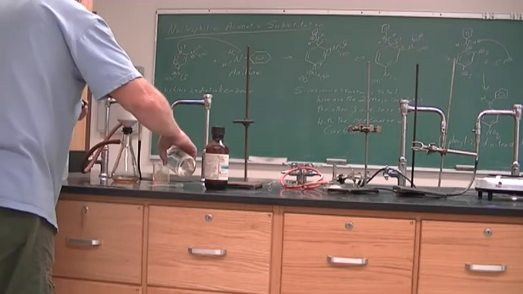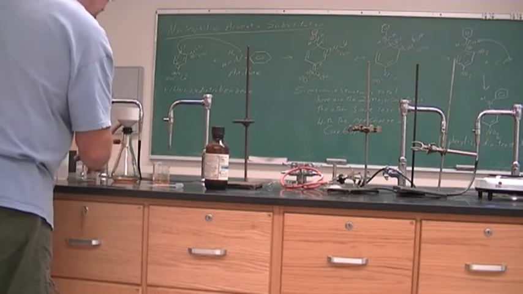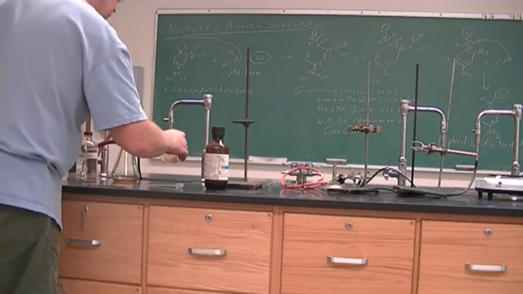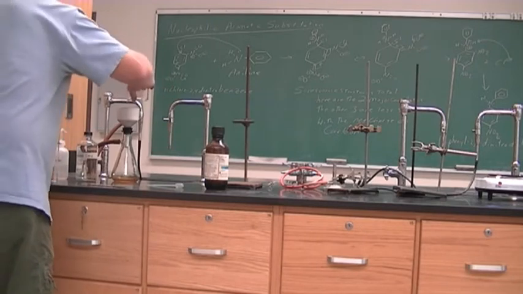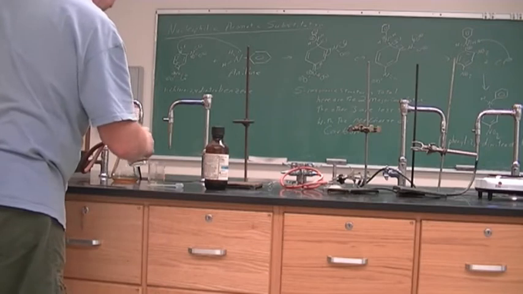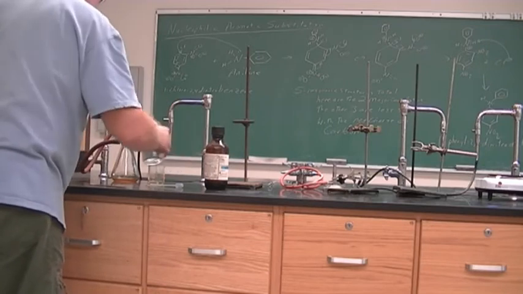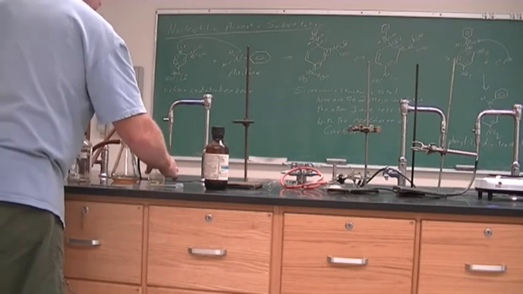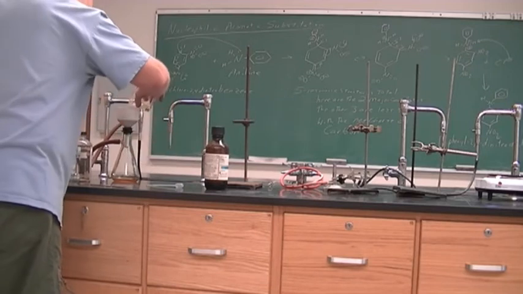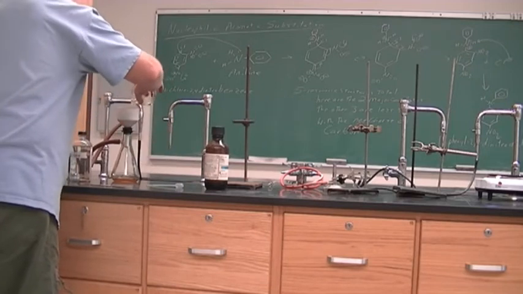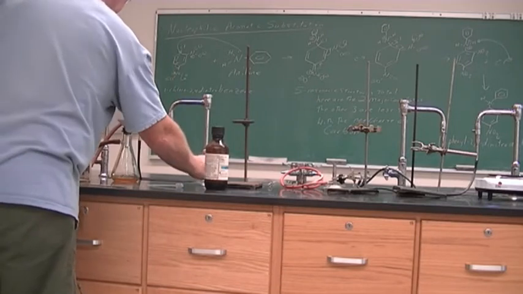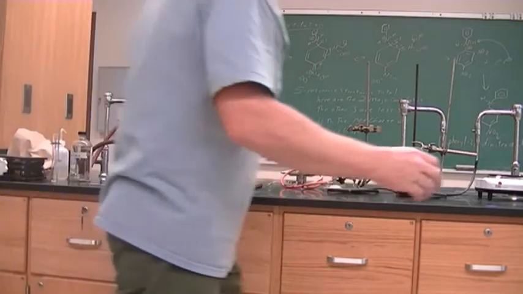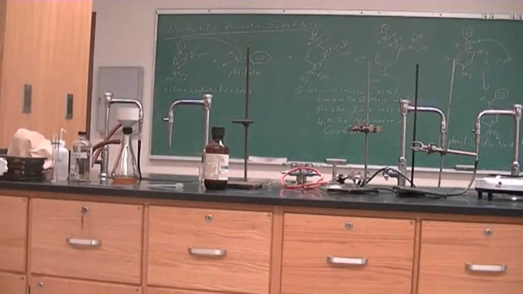Alright, so I'm just adding ethanol to get all of the solid out and also to wash off any impurities. Alright, so we should have a nice, clean product here. I'm going to let that dry for a while. We're going to get a mass and a melting point.